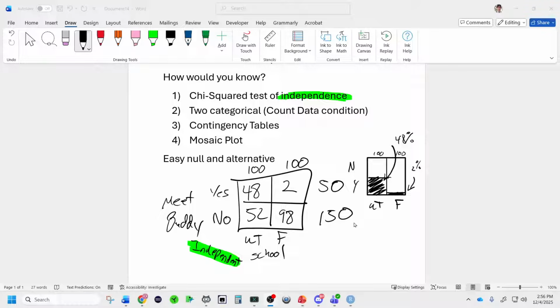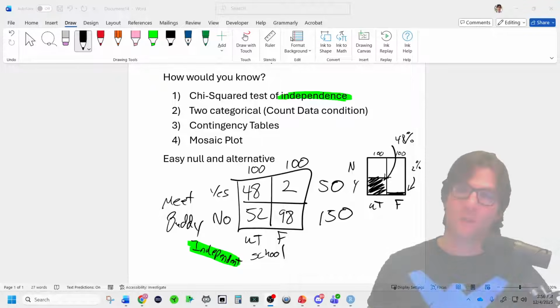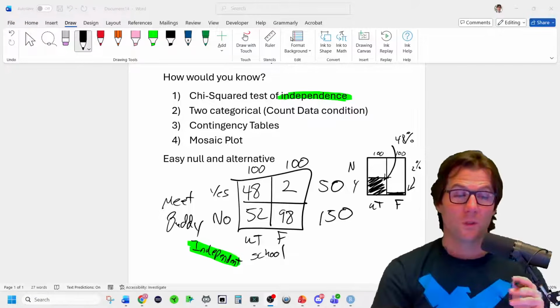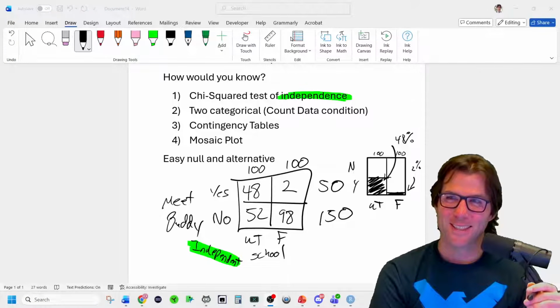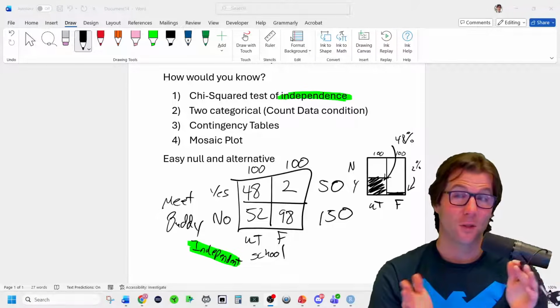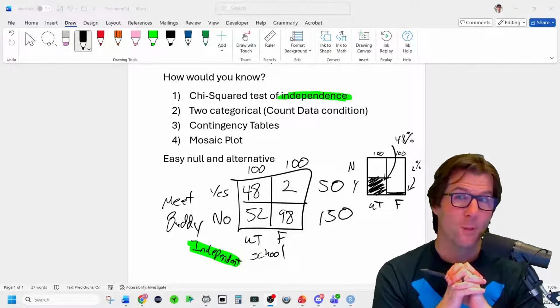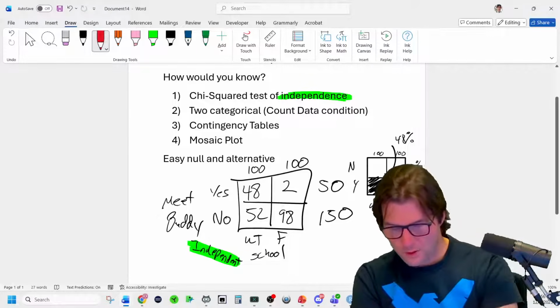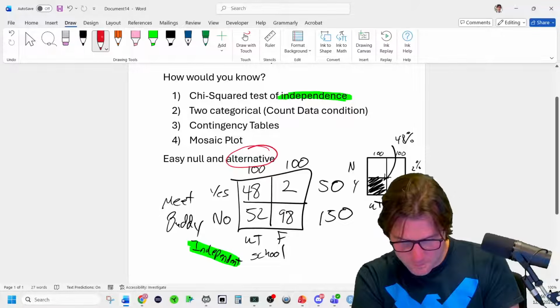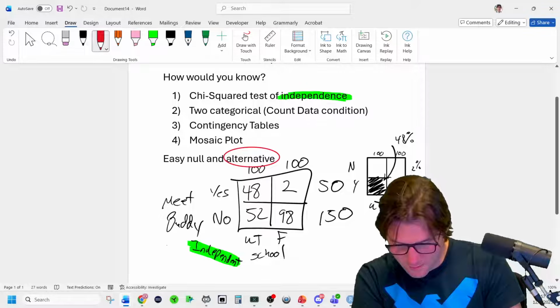So we have our mosaic plot, and the null is that whatever school you go to is independent of whether you meet Buddy the Elf, and the alternative would be what? I didn't say the alternative, but the alternative's just as easy. What's the alternative?